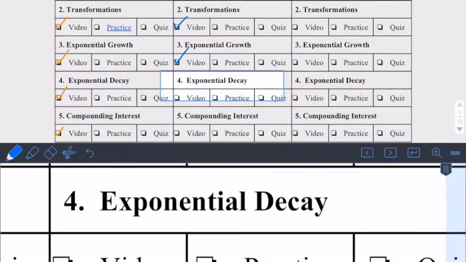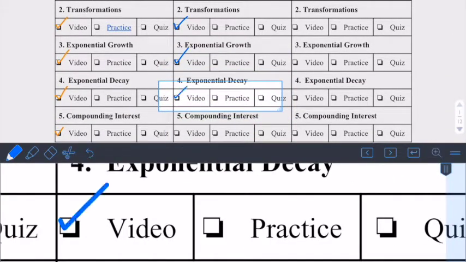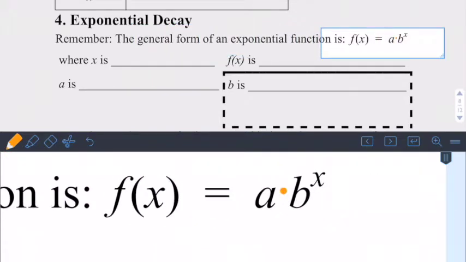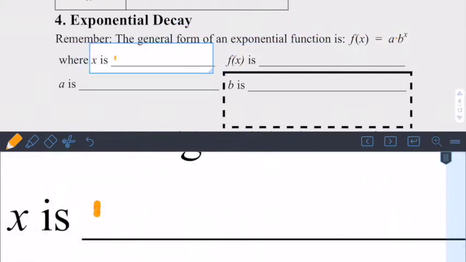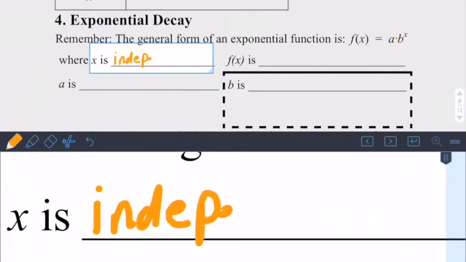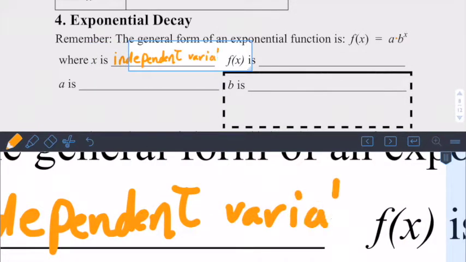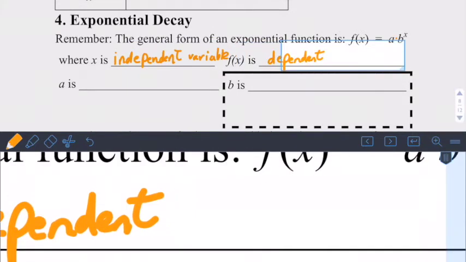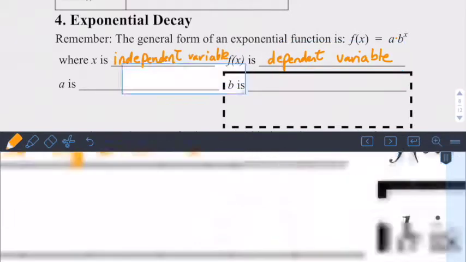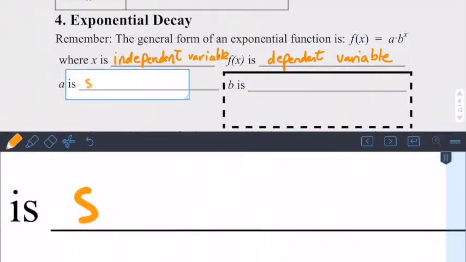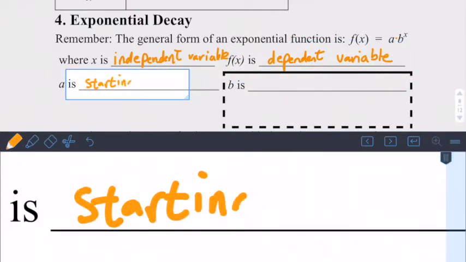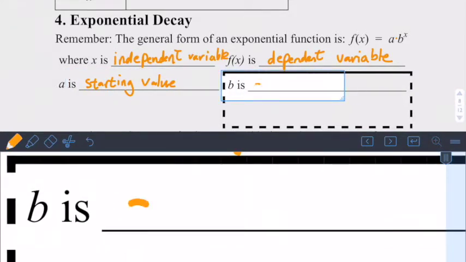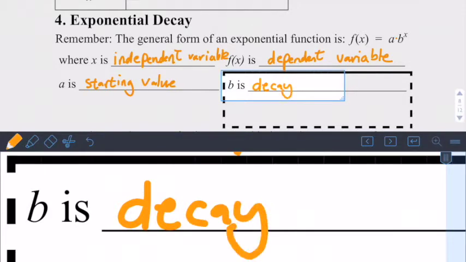This is Tier 2 Lesson 4 on exponential decay. Remember, the general form of an exponential function is the same, a times b to the x, where x is your independent variable and f of x is your dependent variable. A is your initial value, or I'm going to call it your starting value. And b is your growth factor, or in this case, it's going to be our decay factor.